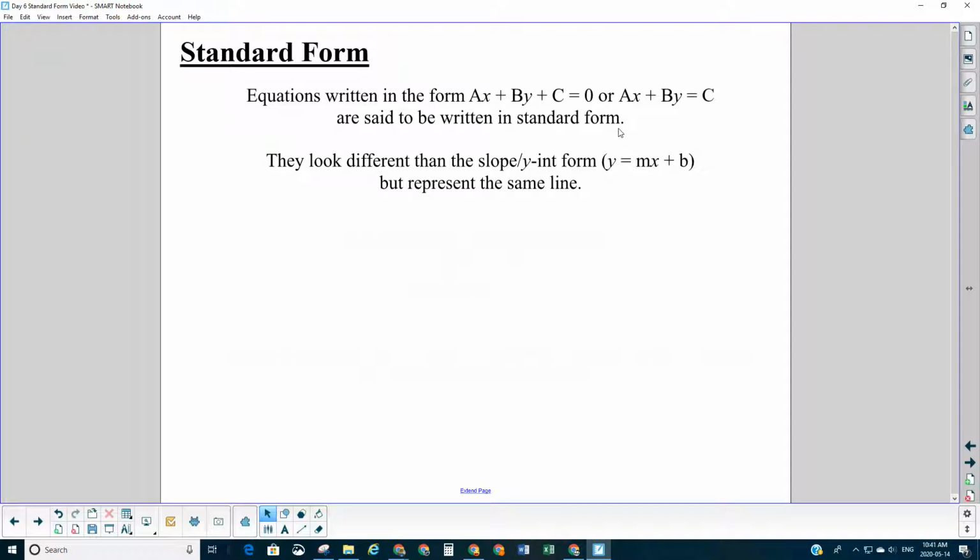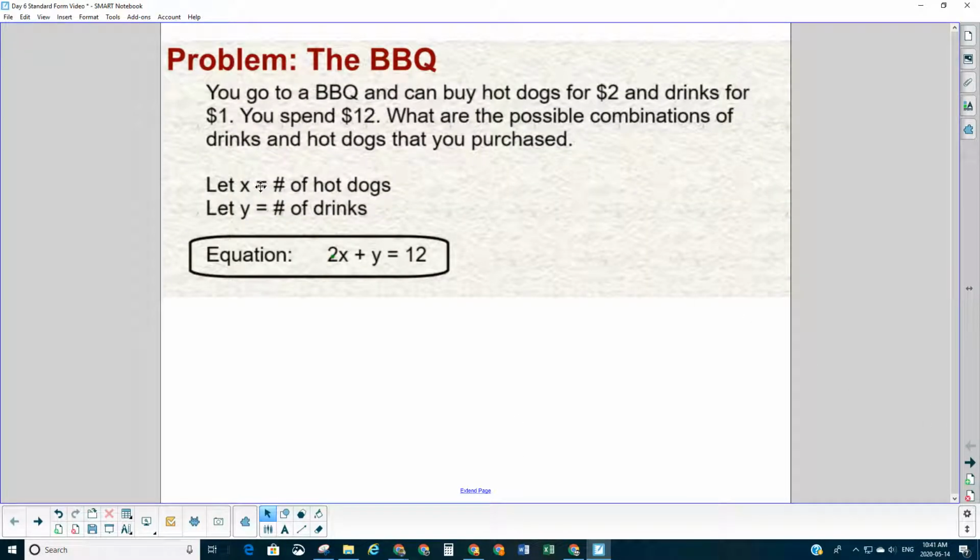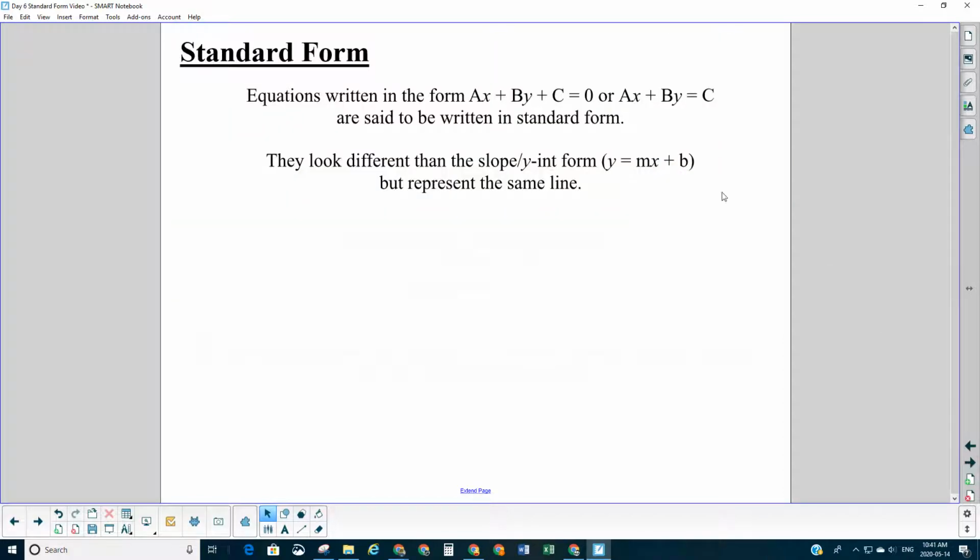So why is there a different version? Well, you see in that other example, it made a lot more sense to talk about X and Y as hot dogs and drinks than trying to figure out the rate of change of hot dogs you're eating versus the drinks. Not easy to figure out a y equals mx plus b for this scenario, but very easy to come up with this relationship. So having this different version of an equation of lines will be helpful in some situations.